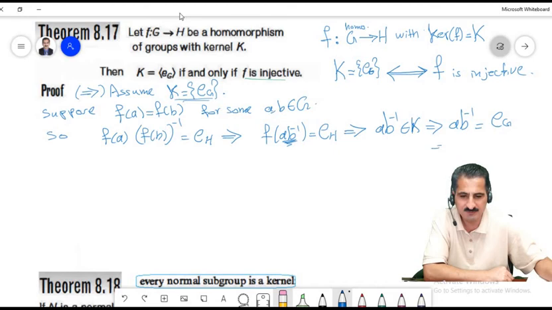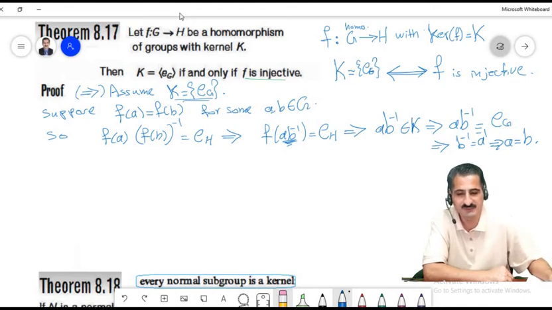Well, that means B inverse is A inverse. Well, and that means A is B. And we are done. And so f is injective.